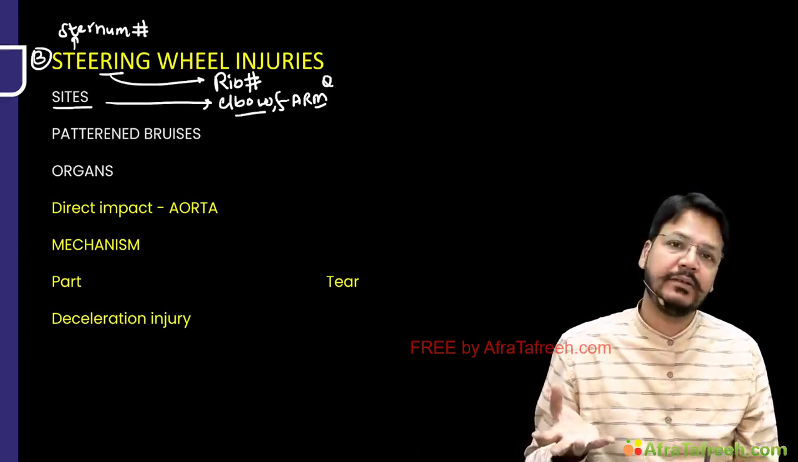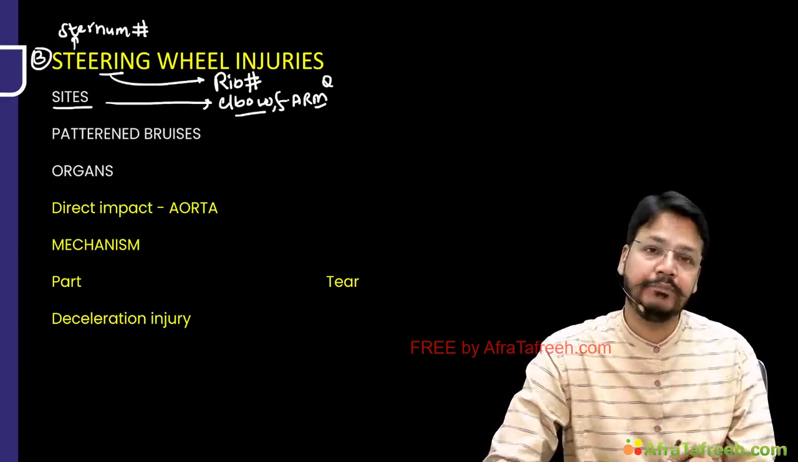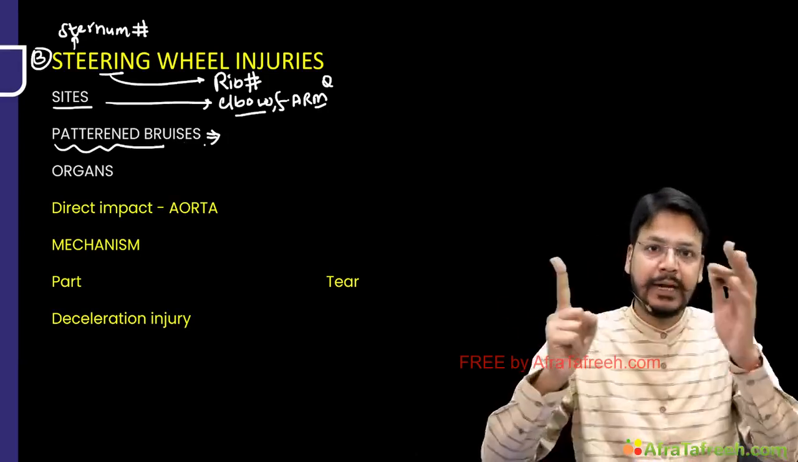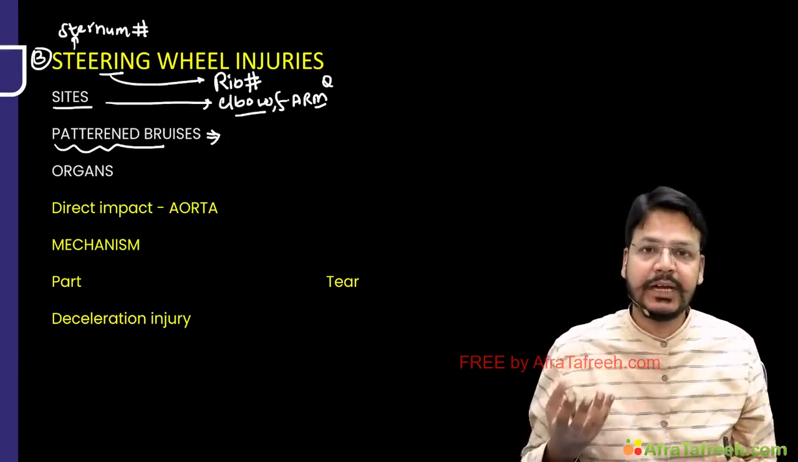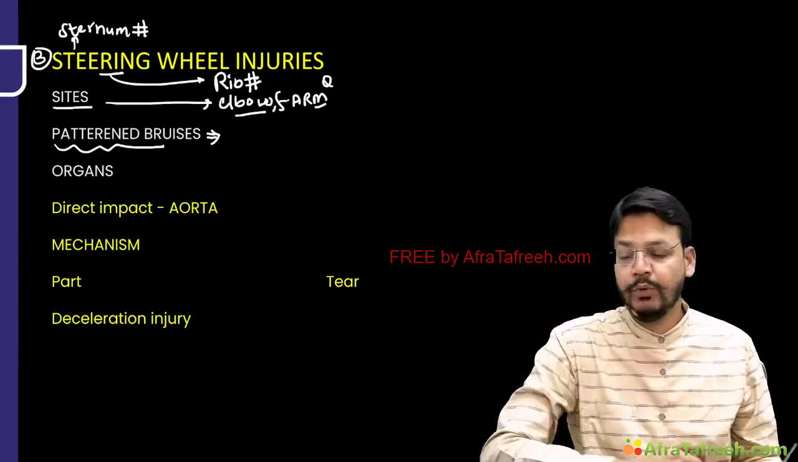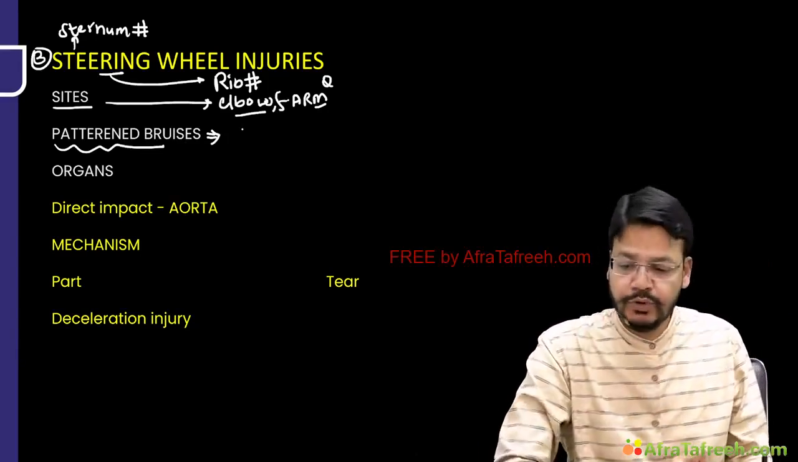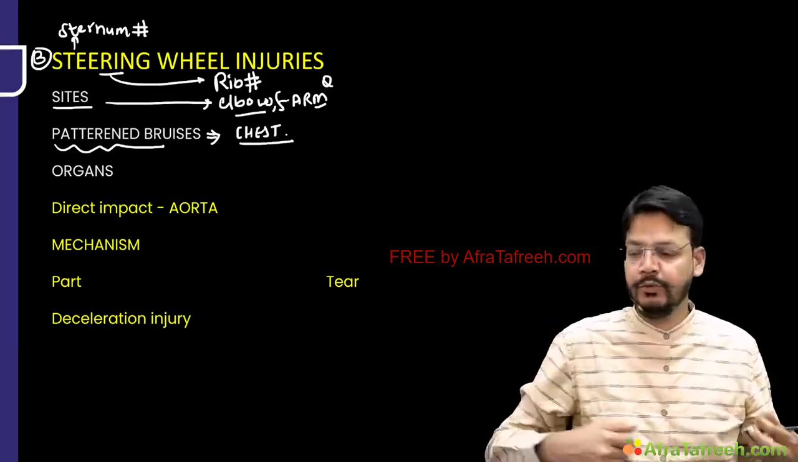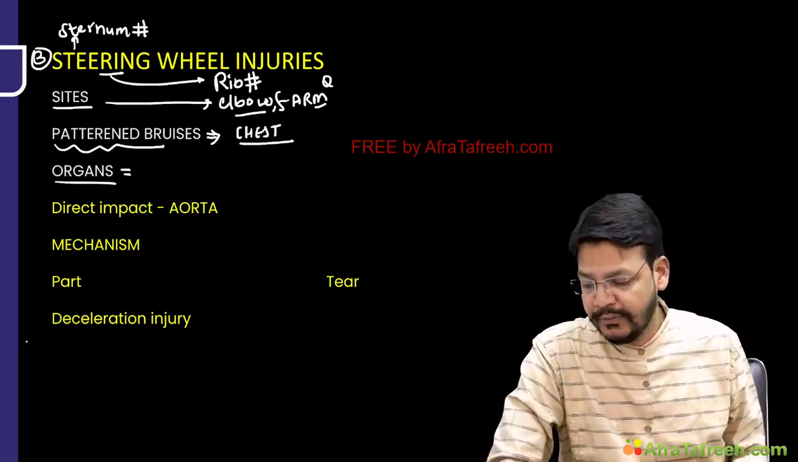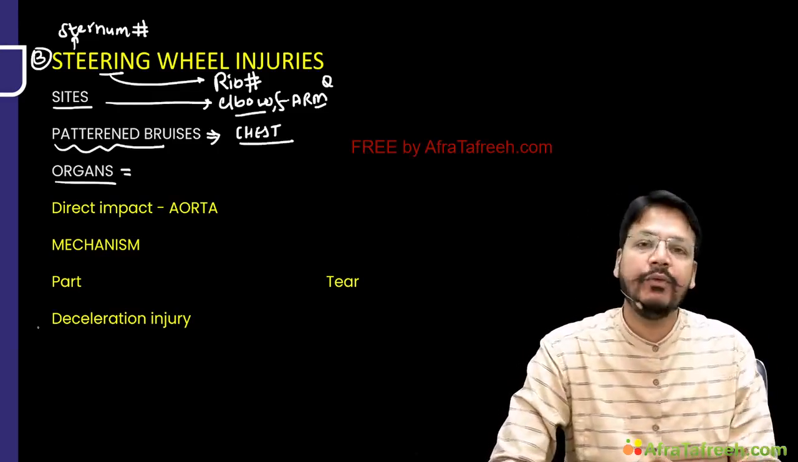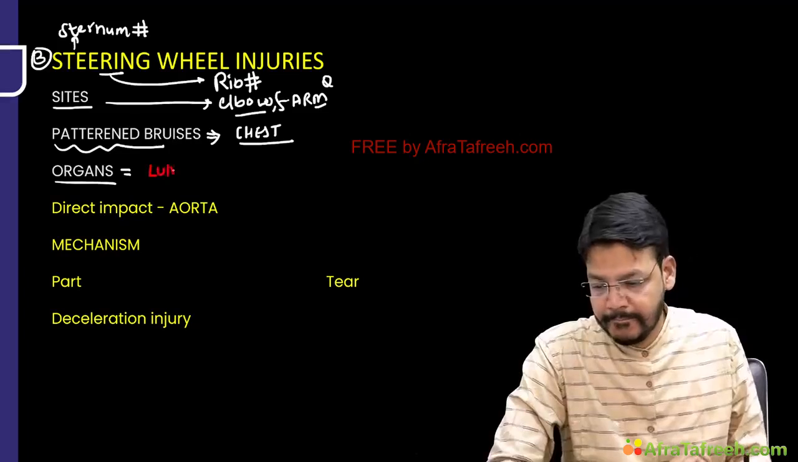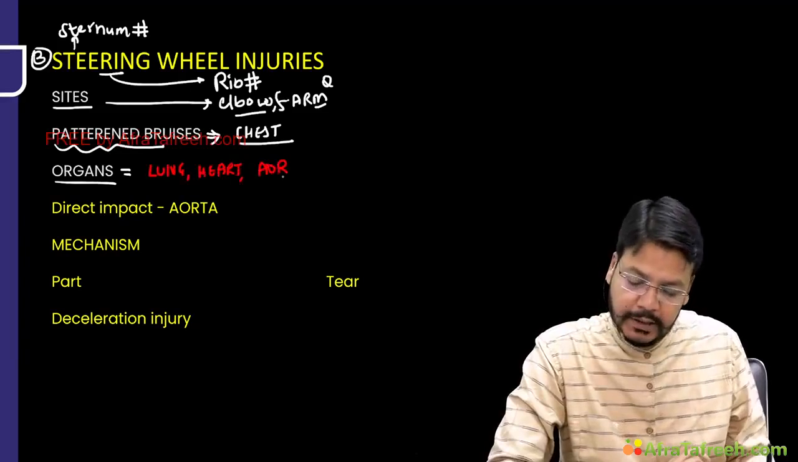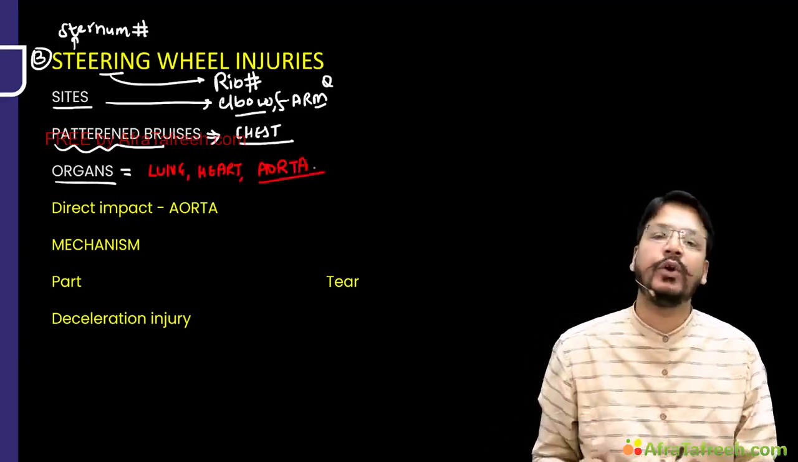Now, apart from this it can involve other organs. But sir, a very, very important pattern bruise. What is the common site of the pattern bruise? The most common site is chest. So the steering will form the pattern bruise on the chest. Organs involved are, a very, very important word, organs involved are lung, heart, and aorta. Lung, heart, and aorta, these are the common organs involved.